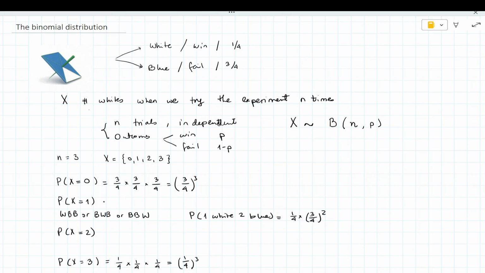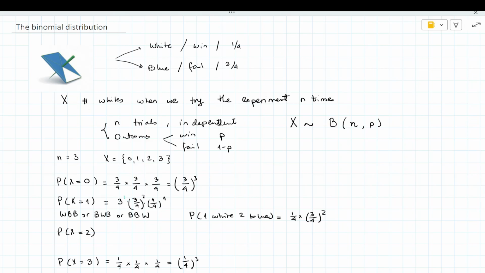They're all the same. So we multiply 3 times 1 over 4 times 3 over 4 squared, or let me just change the order, 3 over 4 squared. You will see why I changed the order in a little bit, just to make the notation more consistent. 1 over 4 to the power of 1.